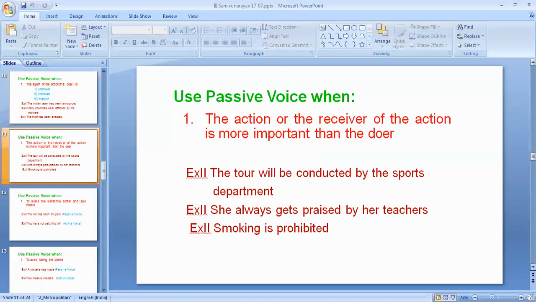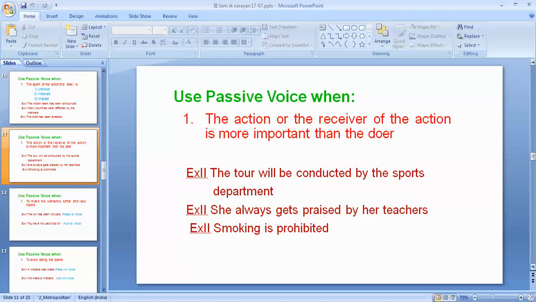And we also use passive voice when the action or the receiver of the action is more important than the doer. So when in a sentence we want to give more prominence, more importance to the receiver or the action, then we use passive voice. For example, look at this sentence: The tour will be conducted by the sports department. Actually, the verb here is conducted.